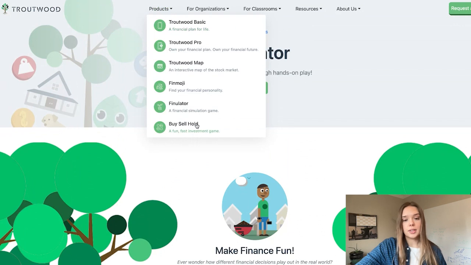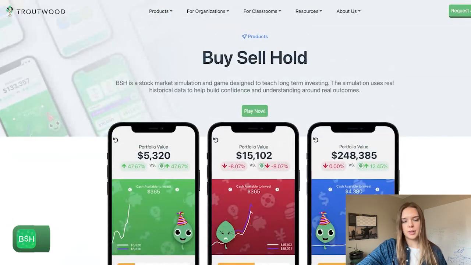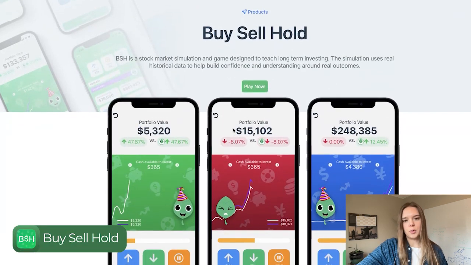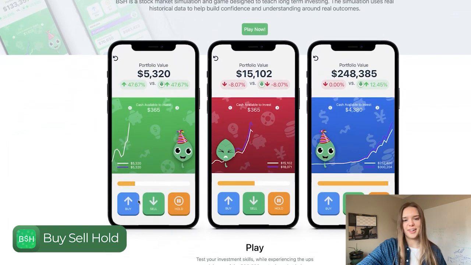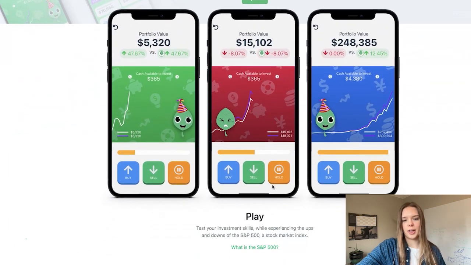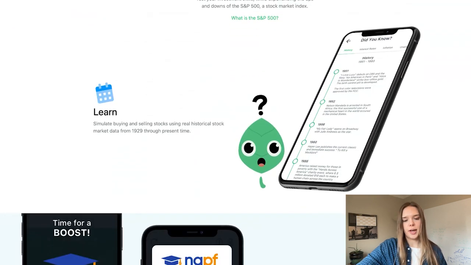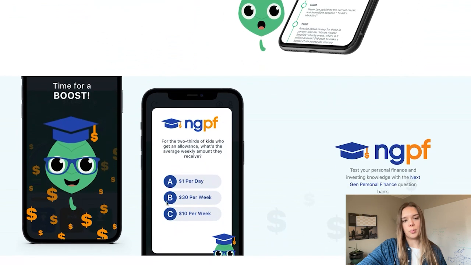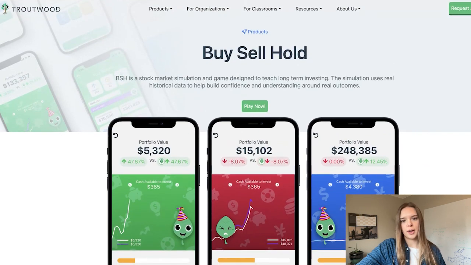And then last but not least is our investment game, buy, sell, hold. So this is a stock market simulation game where you get 3 choices, buy, sell, or hold from the stock market. And your objective is to beat Fin, who mimics the market. So you guys can download that and play it. It also has a quick boost quiz from NGPF as well. So make sure to check that one out.